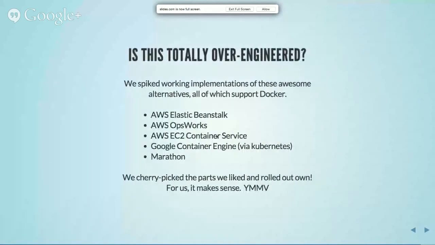So, some of you may be thinking, is this totally over-engineered? I mean, there's lots of stuff out there that does pretty much the same thing. Elastic Beanstalk, OpsWorks, EC2 Container Service. There are new, really exciting ones popping up all the time. Google Container Engine works with Docker and Kubernetes. And as I mentioned, Marathon. So why didn't we just use one of the things that might have already existed and saved all this heartbreak?